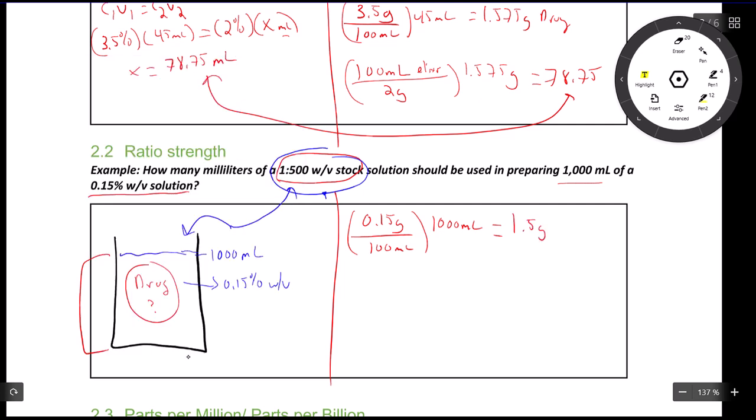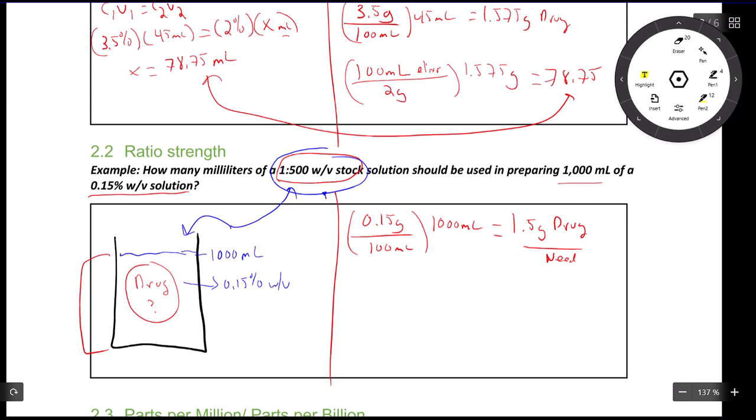So this is what I need. I need 1.5 grams of drug. I've got to get 1.5 grams of drug inside of this liquid, this 1,000 mLs. How do I do that? I'm going to use this stock solution. So how much of that stock solution will give me 1.5 grams? That's what the question is really asking me. How much of this solution will give me 1.5 grams? So let's ask that question.